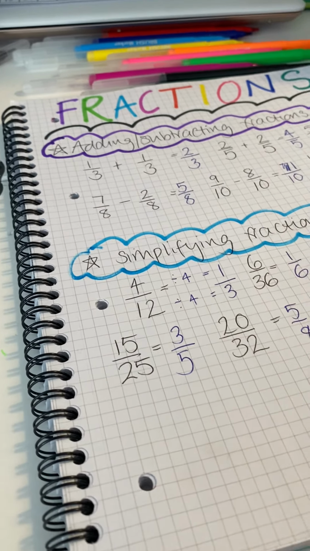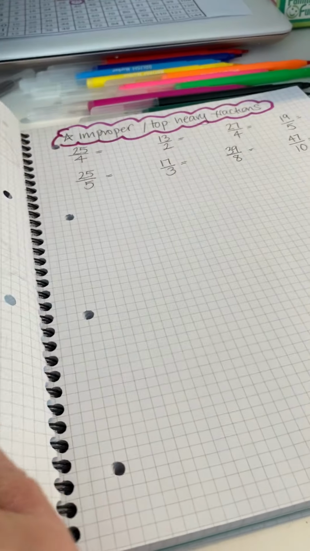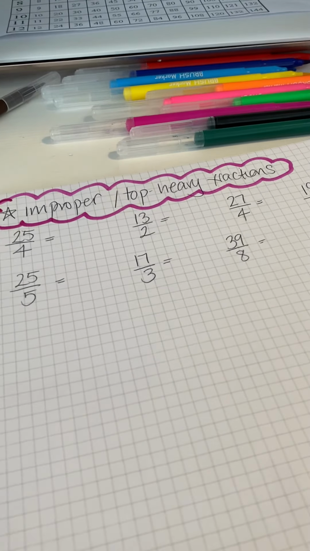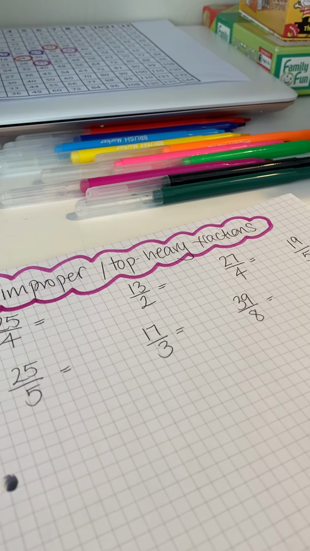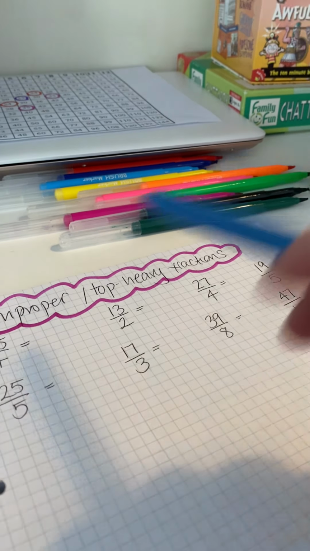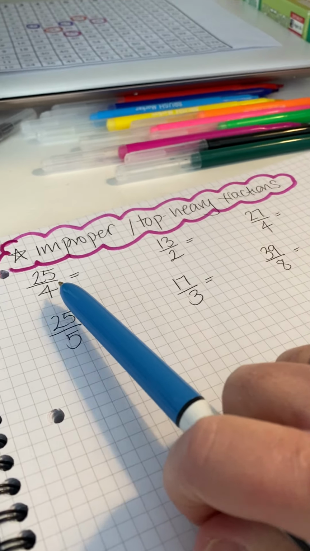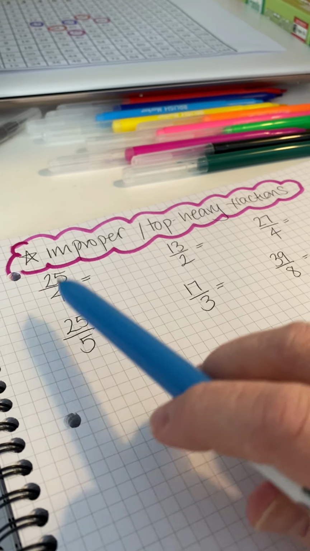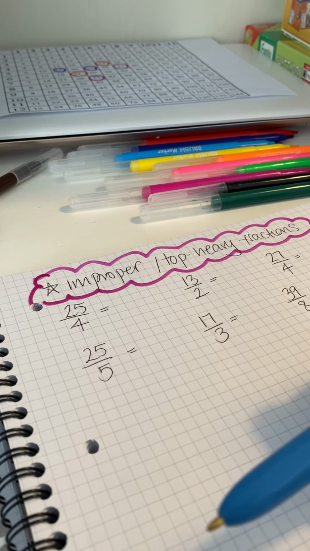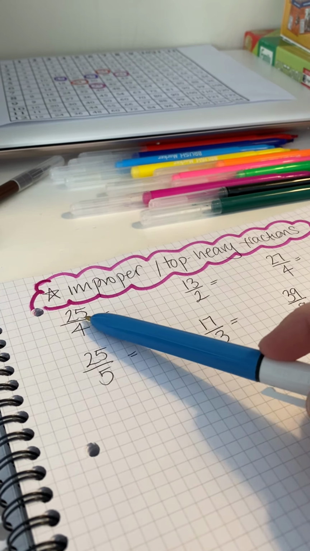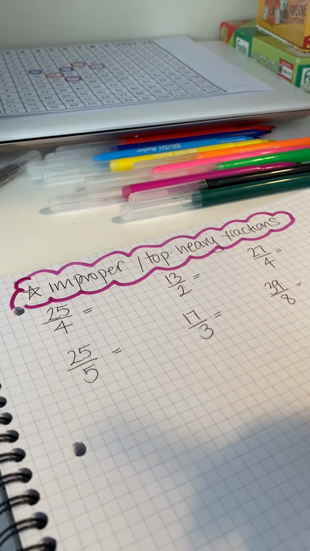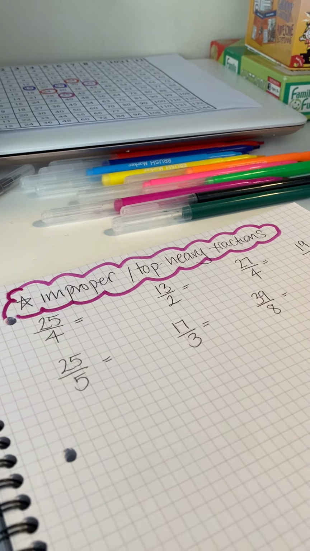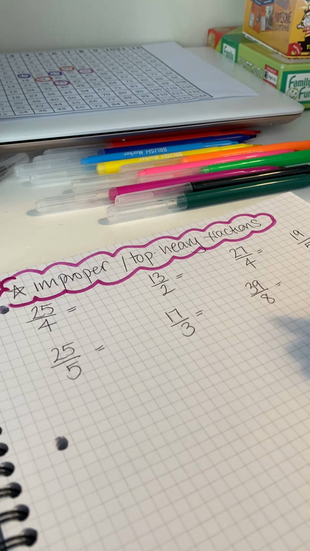I am conscious of the time, but I'm going to bash on just for a couple more minutes and talk about improper or top-heavy fractions. Now, what I say to kids is, what looks wrong here? An alarm bell is ringing, something looks wrong. What looks wrong compared to the ones we've seen so far? And eventually you will get them saying, well, normally the bigger number's on the bottom and the smaller number's on the top. Bingo, absolutely perfect, spot on. So there's something wrong with these fractions. That's our first clue.